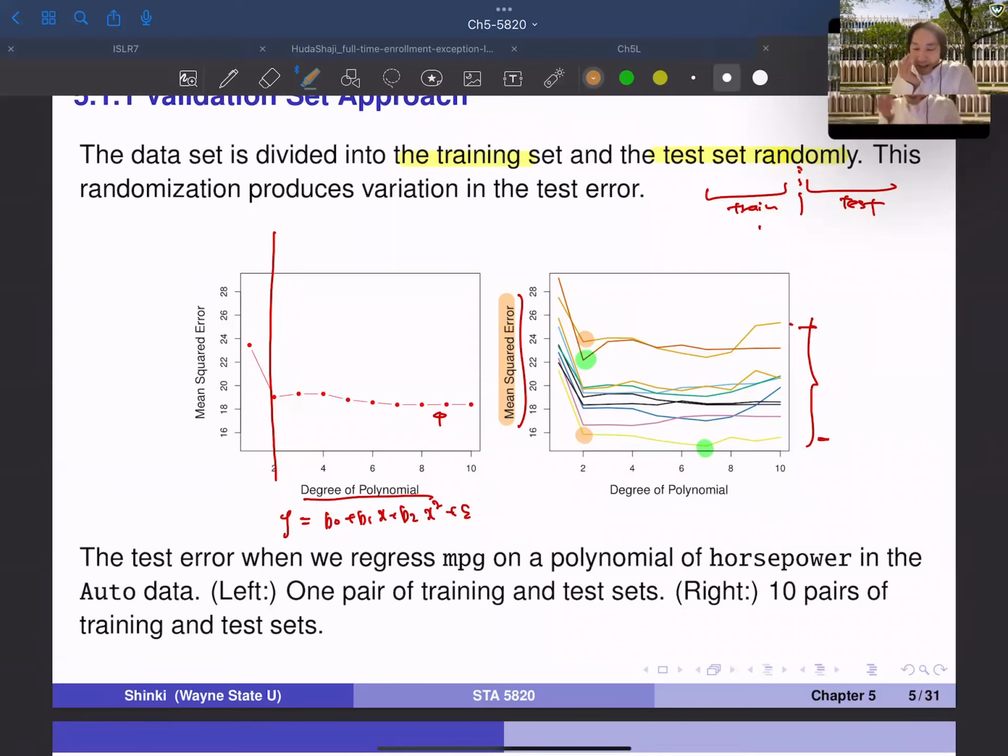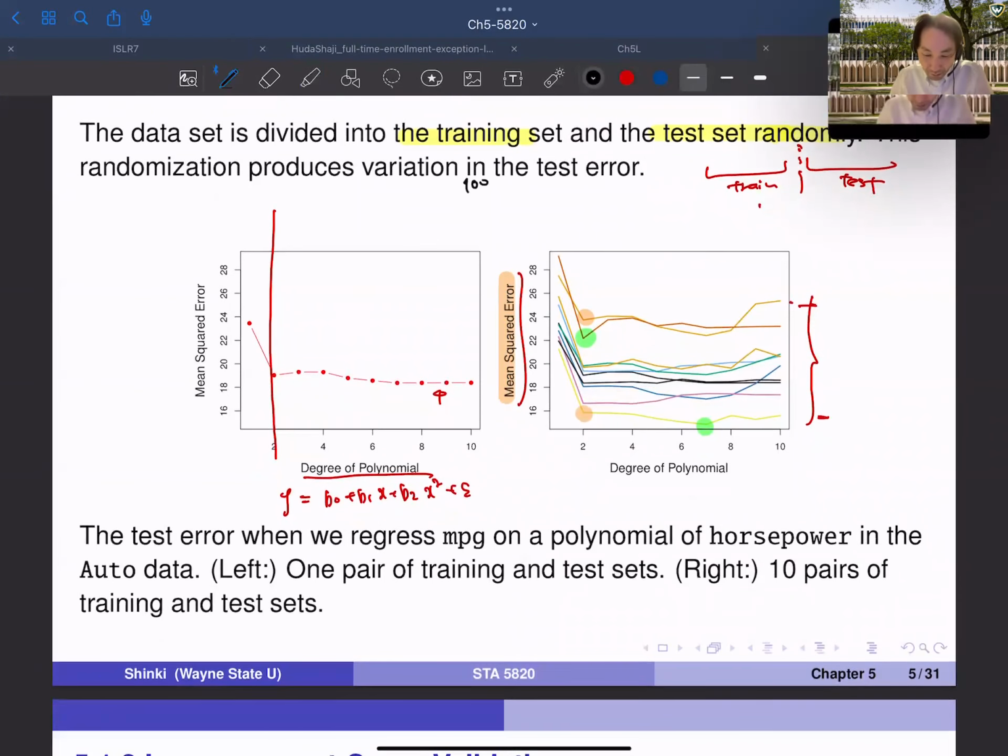So why does this happen? For example, suppose we have 100 observations of x, y: x_i, y_i, i equal to 1 to 100. And suppose there is only one outlier, for example, x_50, y_50 is an outlier. If this outlier is included in the test set, the test mean square error is probably much larger because the outlier is not predictable.